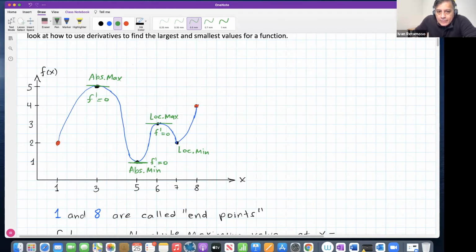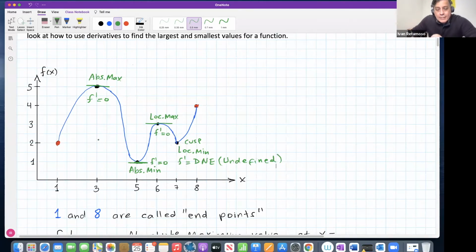Here also the derivative is 0. Now, this is a special case. There is no derivative here, right? Because this is what mathematicians call a cusp. It's not smooth here. However, there is a local minimum. So derivative-wise, what can we say? Well, we can say that the derivative here is equal to DNE, undefined, because it's a cusp. Undefined.